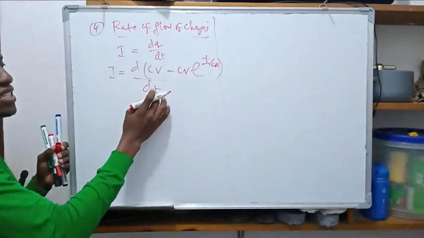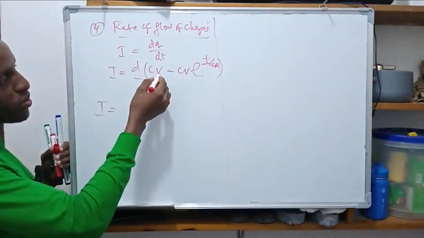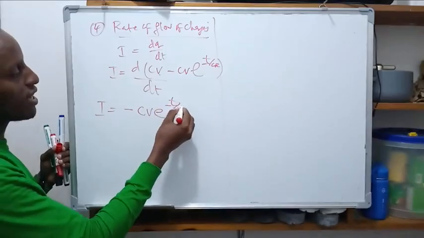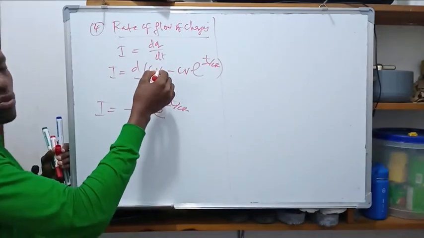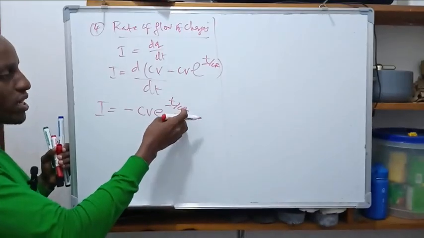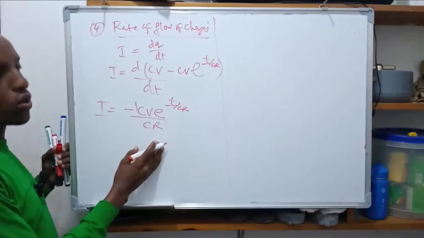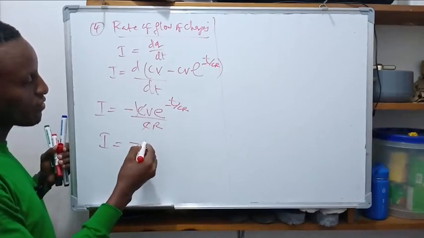So we are differentiating with respect to time. The current on differentiating: this one is constant, CV, so it will be 0. But this one will be negative CV times e to the negative t over CR. Differentiating the constant is equal to 0. So CV remains, but the exponent comes down as 1 over CR, so C over R. C and C cancel.